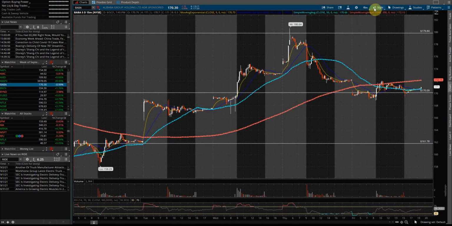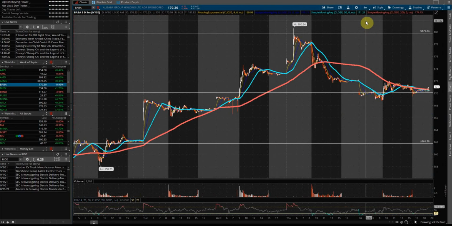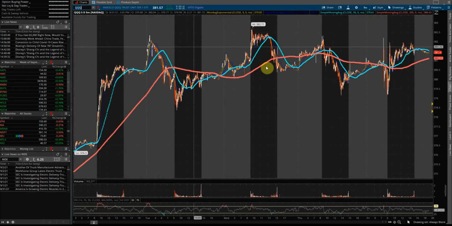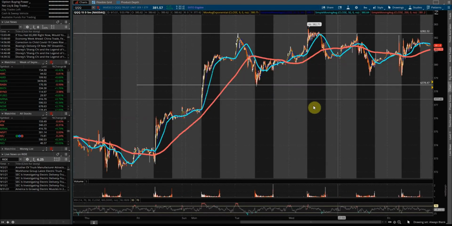So each situation is different, and basically when something gets overextended, let's say on the 5 minute chart, if it's not overextended on the hourly and it's not overextended on the daily, a stock can just push higher and higher and higher, even though it's overextended on the 5 minute. Okay, so this is the QQQ, which is tech.